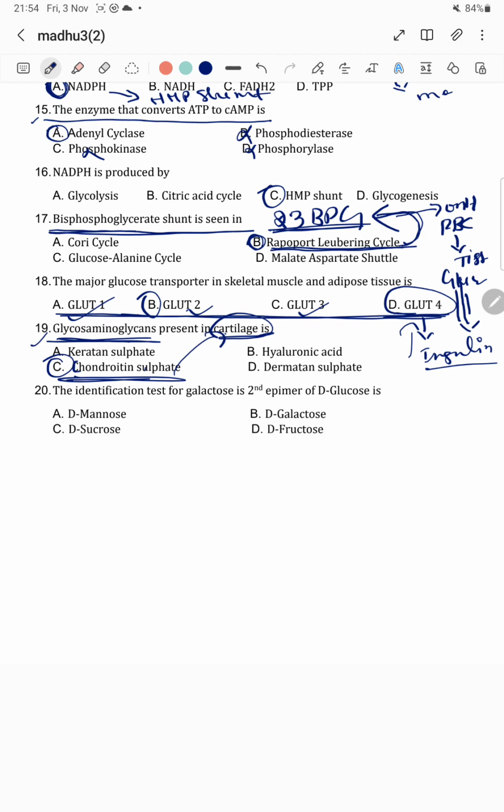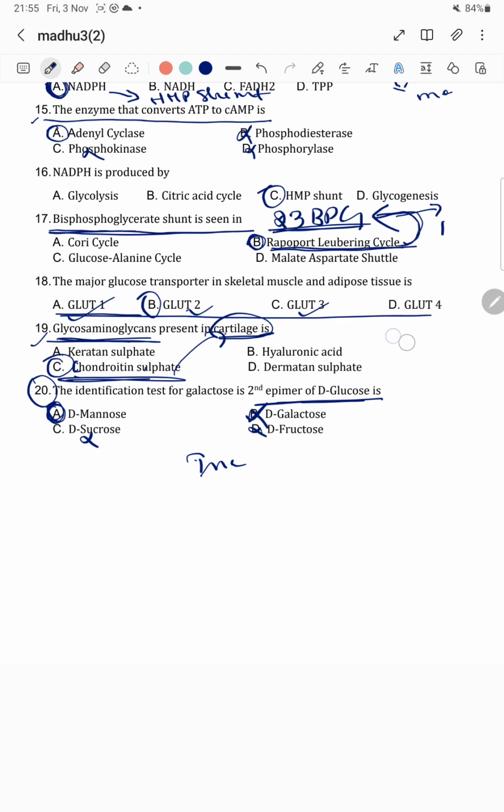And the last one, the 20th MCQ: the identification test for galactose is the second epimer of D-glucose. See, isomerization reactions of carbohydrates. The correct answer is D-mannose. You can go through the reaction later. D-mannose is the correct answer, and D-galactose, fructose, and sucrose are all incorrect. So this is all about the 20 MCQ answers and discussion.